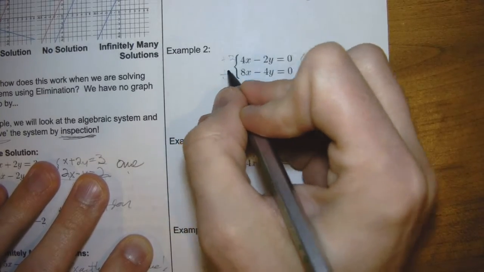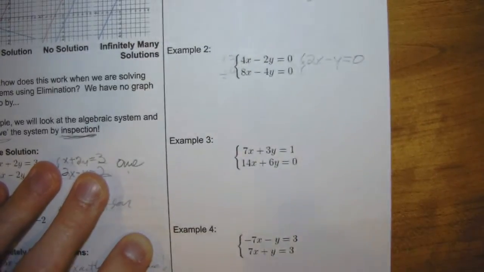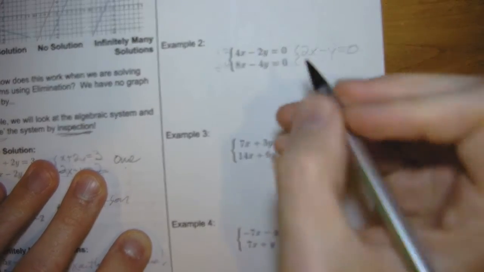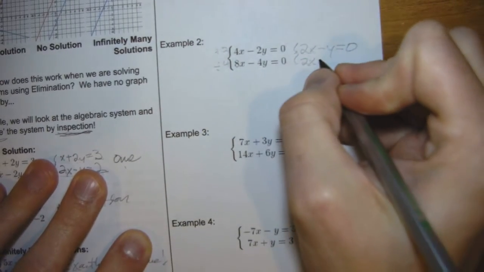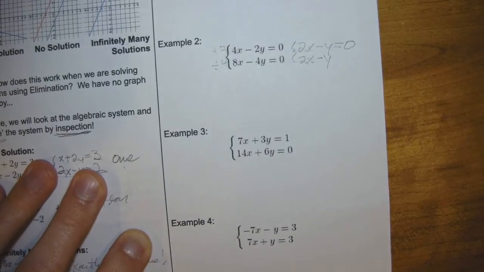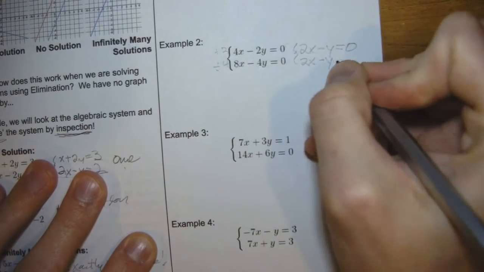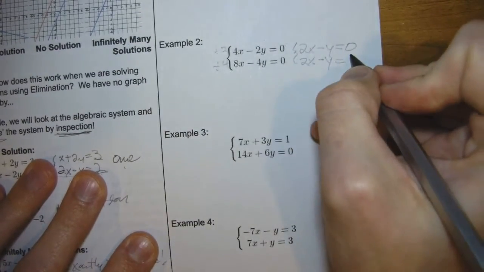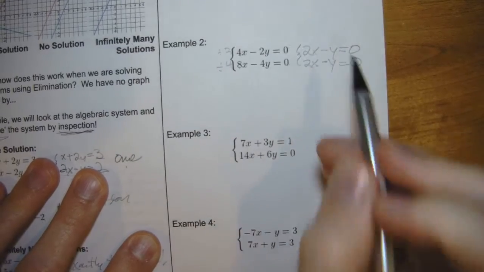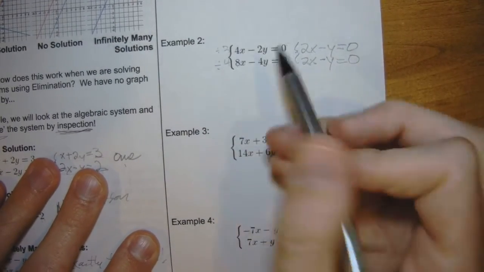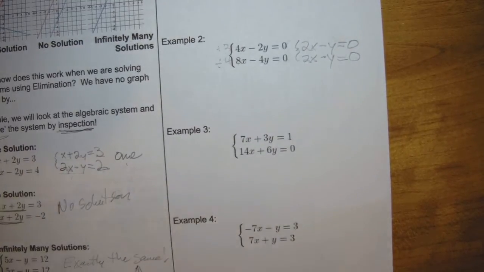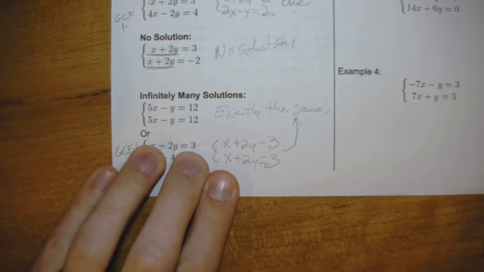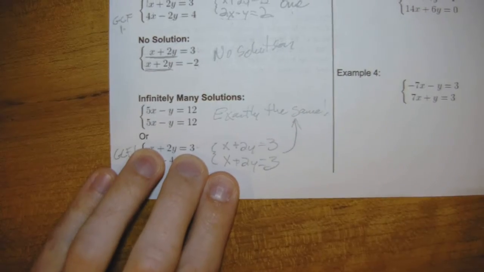We said here we could probably divide everything by 4 and get away with it. So let's do that. 8 divided by 4, well, that's 2. 4 divided by 4, well, that's just 1. So in this case, -1y. And then, of course, 0 divided by 4 is still just 0. What do you know? They're identical. All right, even though they do not look alike to start with, they are identical in every way. So this is one of those infinitely many solutions. They end up exactly the same.